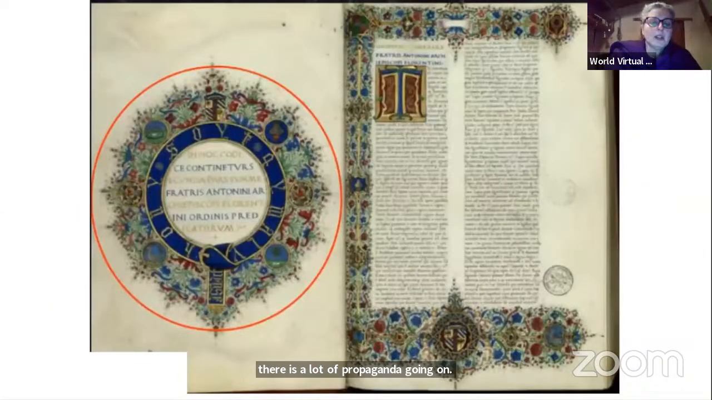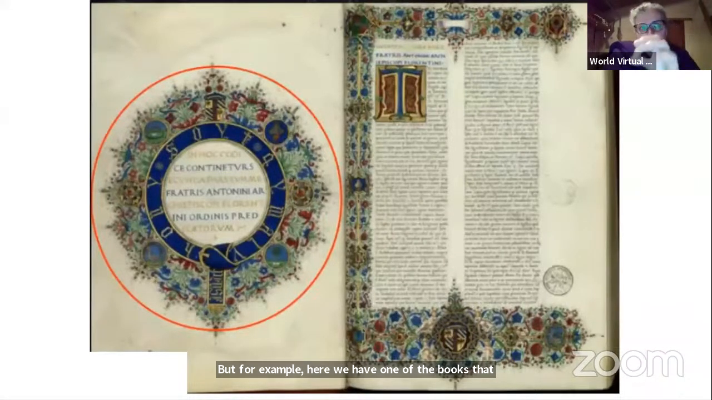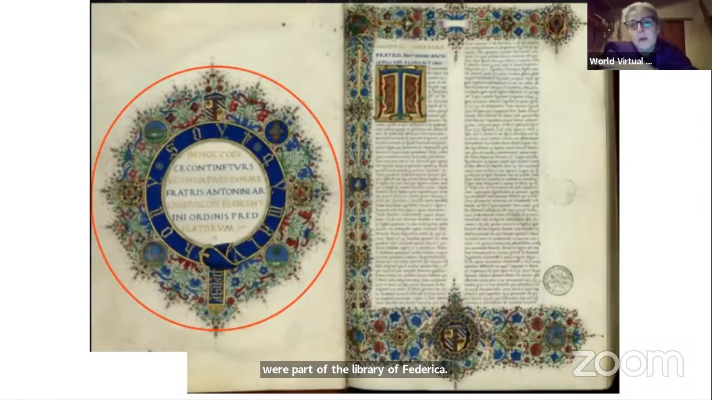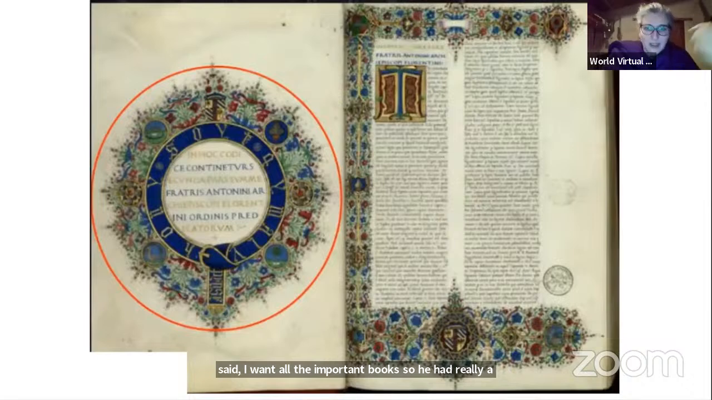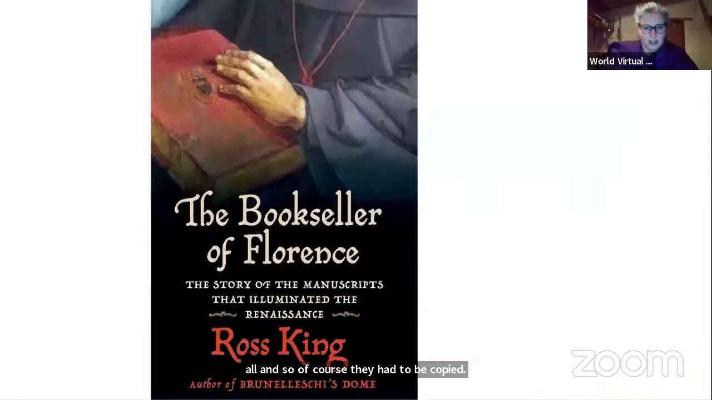But for example, here we have one of the books that were part of the library of Federico da Montefeltro. So he wanted certain books. He really had a list. He said, I want all the important books. I want them all. And so, of course, they had to be copied.